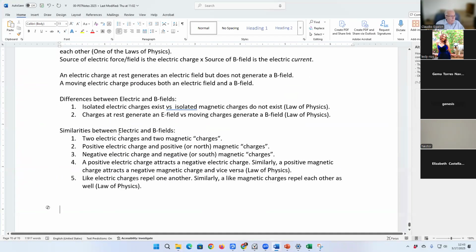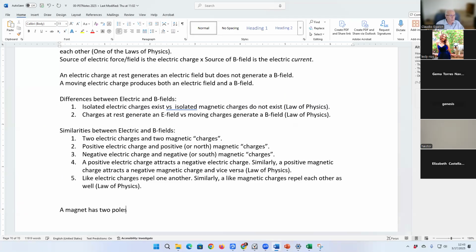Okay. If a magnet has two poles, the north or positive pole and the south or the negative pole. Okay.